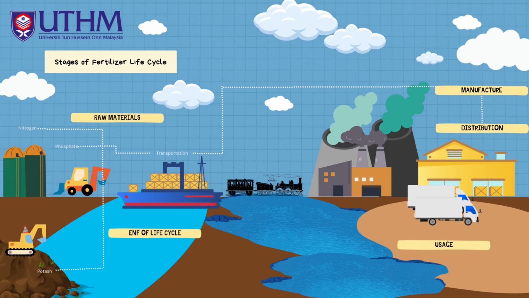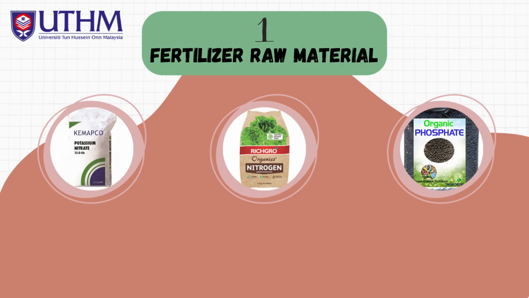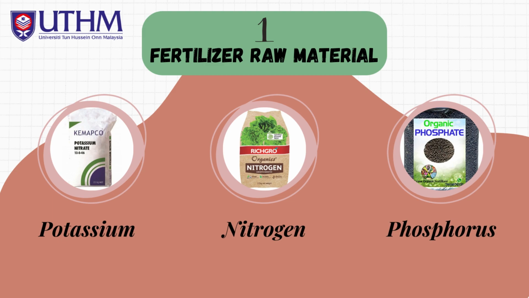From the diagram, you can see that the fertilizer life cycle starts with raw material acquisition, followed by the manufacture of fertilizer. Then, the third stage of the fertilizer life cycle is the distribution of the product for usage later. And it finally comes to the end of the life cycle. Now, we are going to look in more detail at each stage of the fertilizer life cycle.